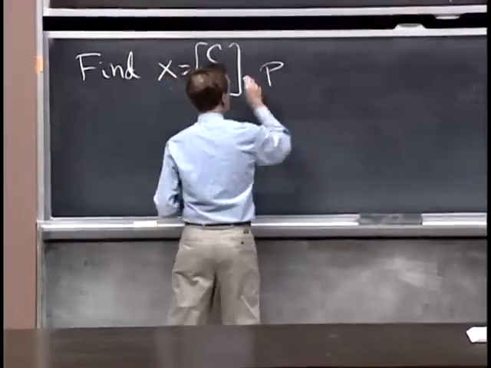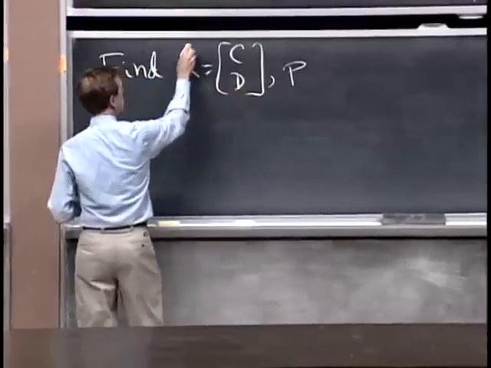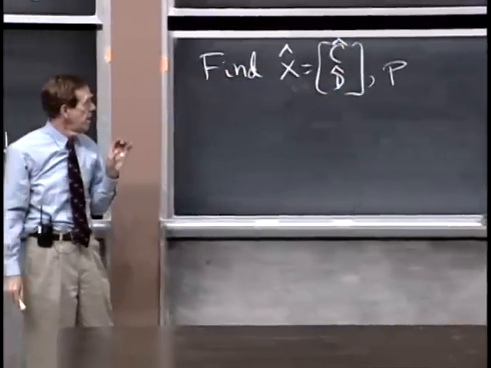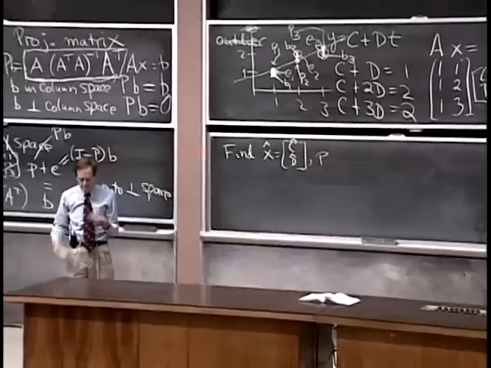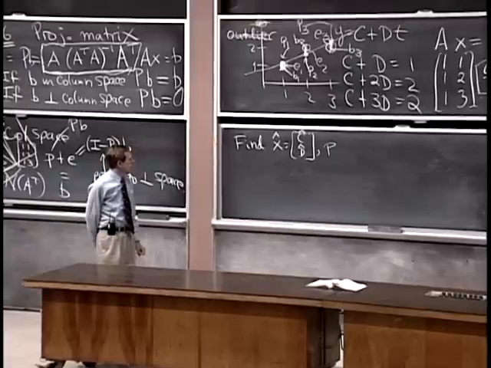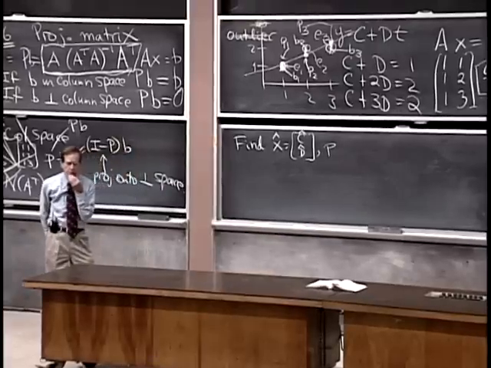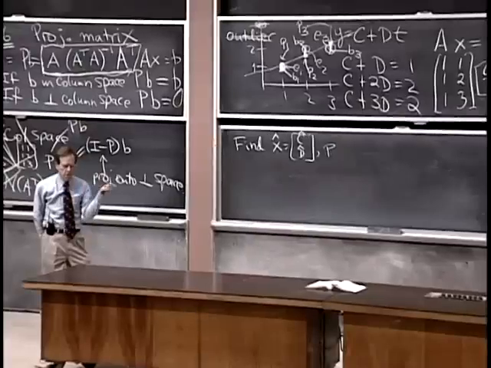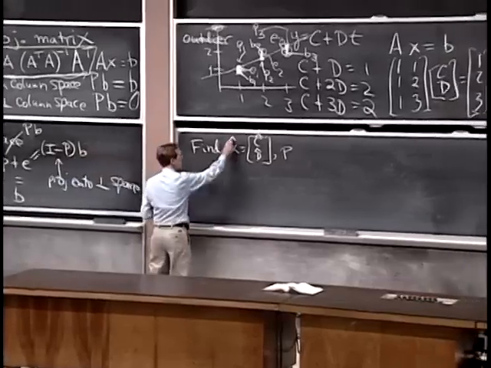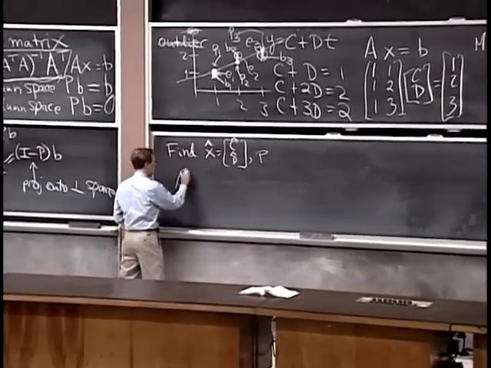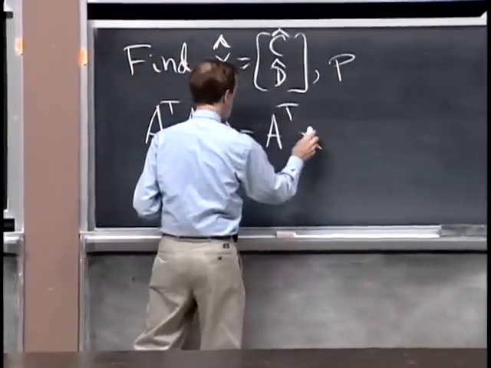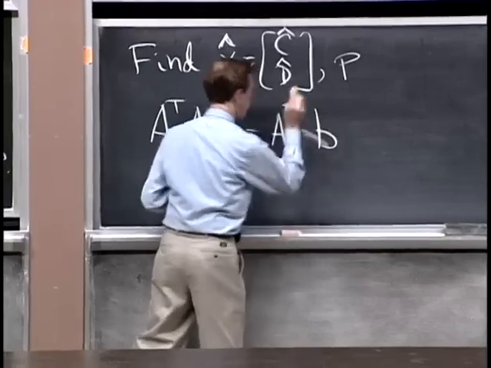Find X and P. Okay, and I really should put these little hats on to remind myself that they're the estimated, the best line, not the perfect line. Okay, how do I proceed? Let's just run through the mechanics. What's the equation for X hat? The equation for that is A transpose A, X hat equals A transpose B.